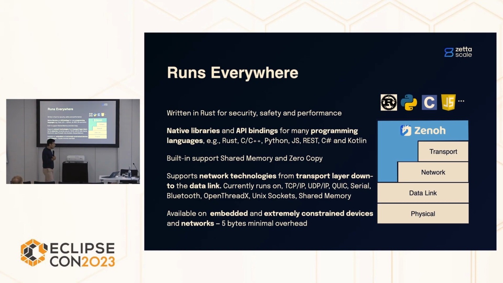So where does this protocol sit? So this protocol can sit as low as a data link, and you see it reflected in the kinds of transports that we support. So we can run on shared memory, Unix socket, Bluetooth, serial, as well as UDP, TCP, and QUIC, because potentially we can run on transport, network, or data link.